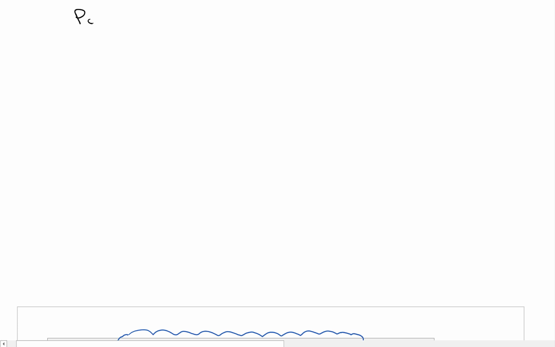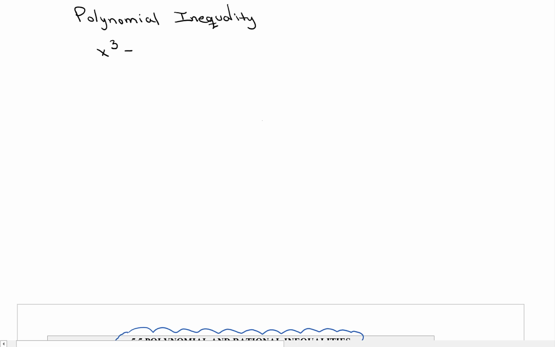So when we're talking about polynomial inequalities, we're basically going to be referring to polynomial functions, right? But instead of an equal sign with a polynomial function, we're going to be using an inequality. And our polynomial functions, if you recall, had variables in the numerator with whole number exponents. So they look something like this. This is an example of a polynomial inequality.